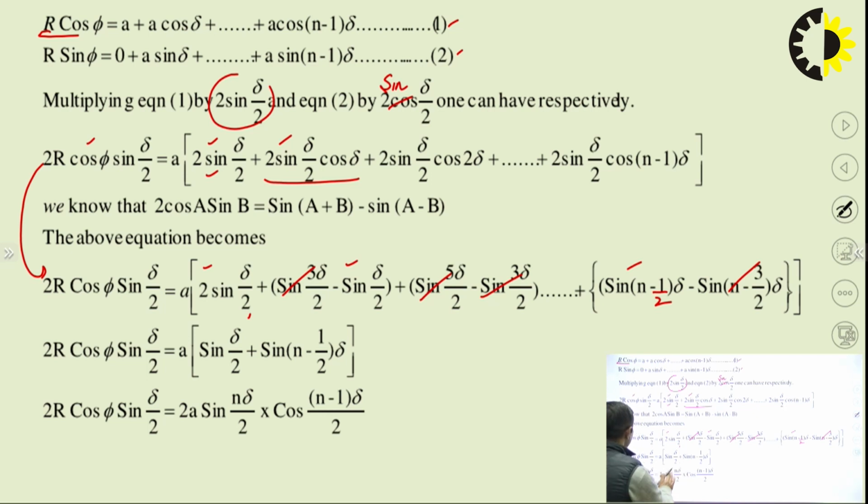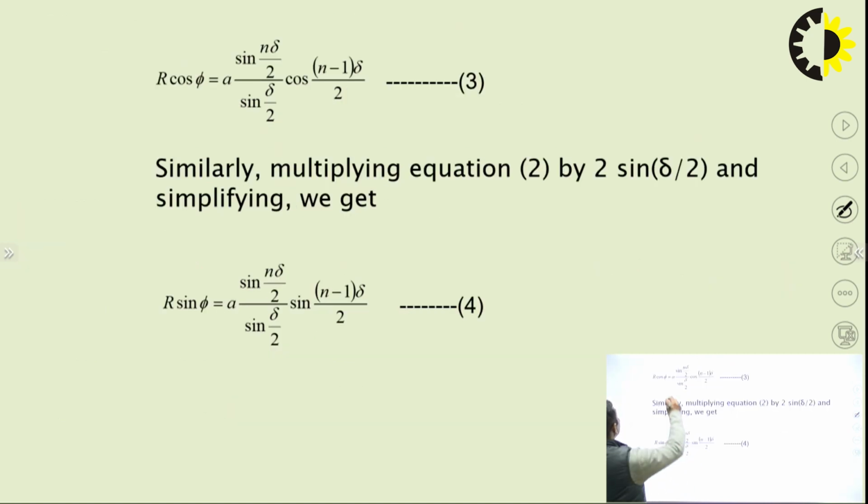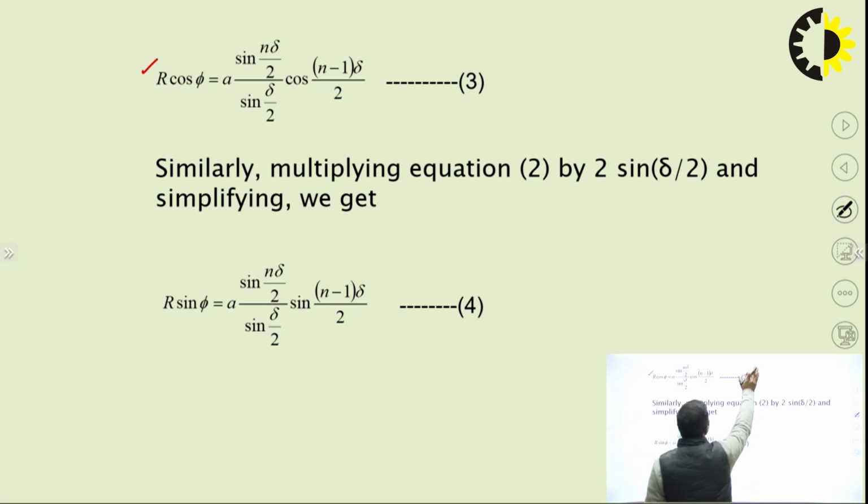By using that formula, the value of 2R cos phi into sin delta by 2 becomes 2A sin n delta by 2 into cos (n minus 1) delta by 2. From this last equation we can write the value of R cos phi. So R cos phi becomes A sin n delta by 2 upon sin delta by 2, into cos (n minus 1) delta by 2. Suppose this is equation 3.